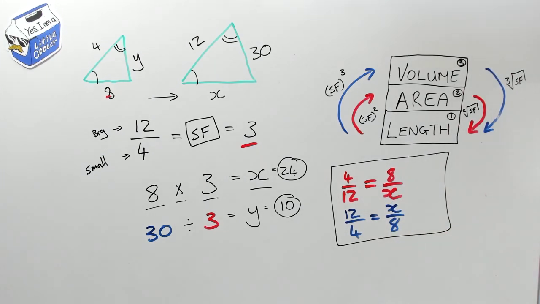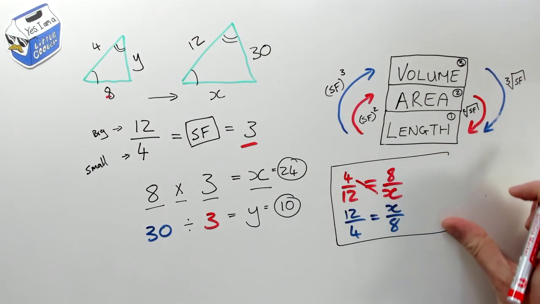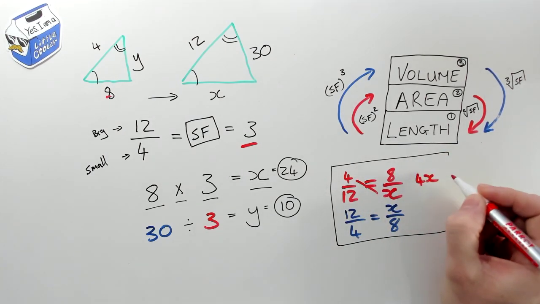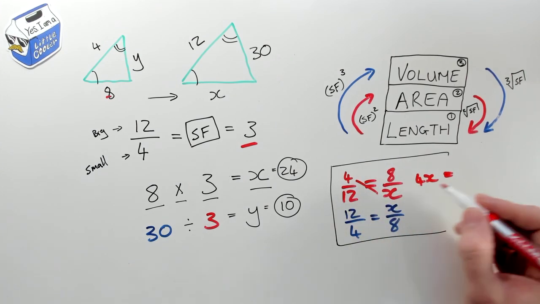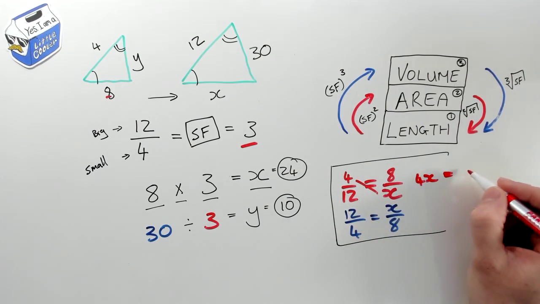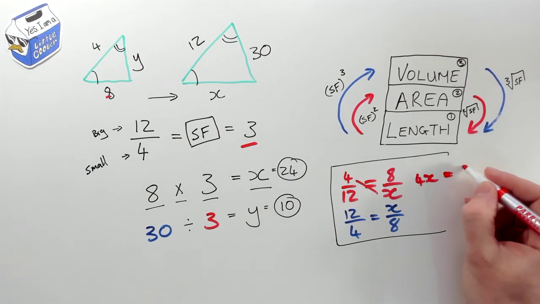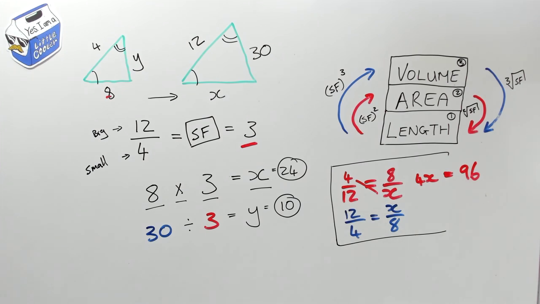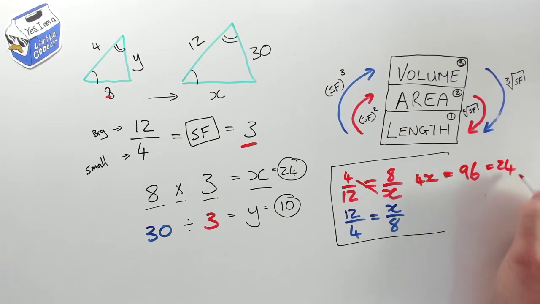So in this method, maybe you say, well, 4 times x is 4x, and that would be equal to 8 times 12. Can you believe I'm forgetting 8 times 12? Too much pressure for me. 96, and 96 divided by 4 is going to be 24, just like we got there.